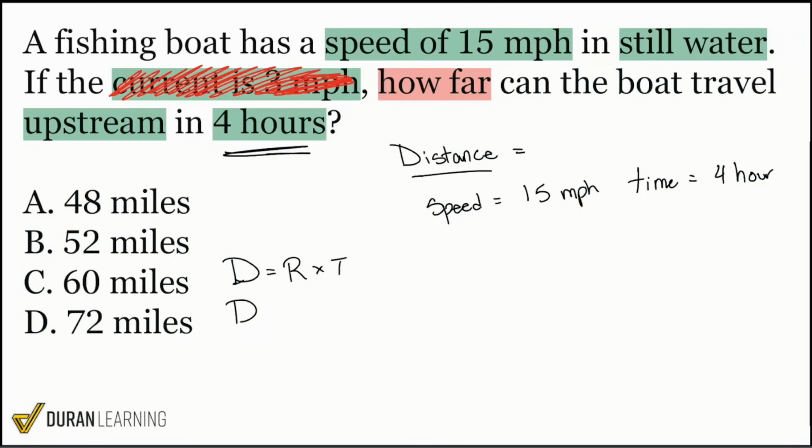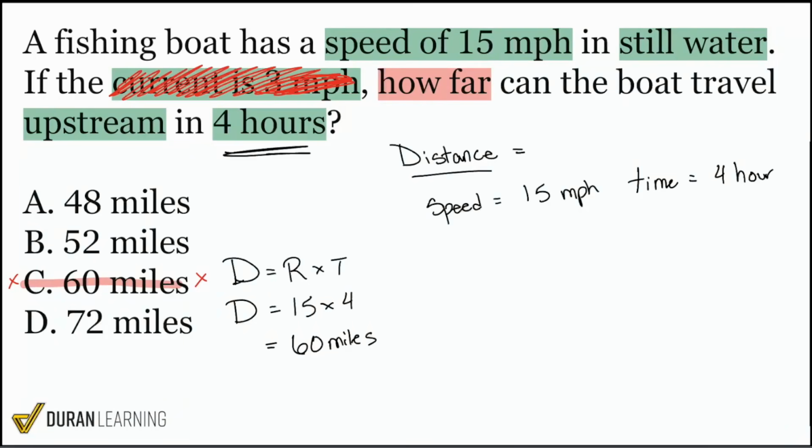If you do that without taking into account the current that's right there, you have 15 times 4, which would give you 60 miles. That would lead you to believe that answer choice C is correct, but it's not. Let me highlight that in red. That is the wrong answer.